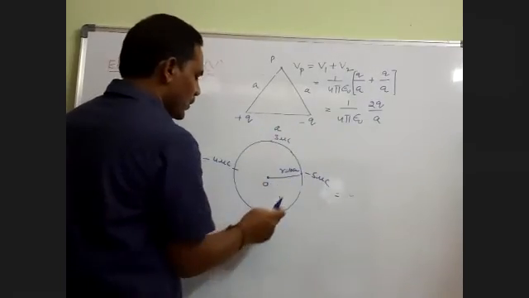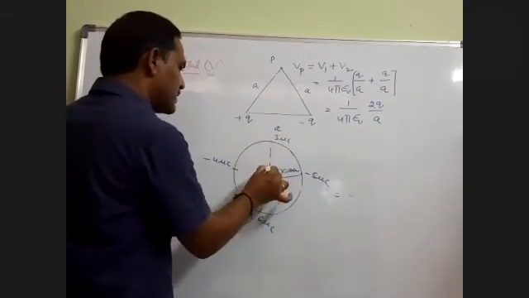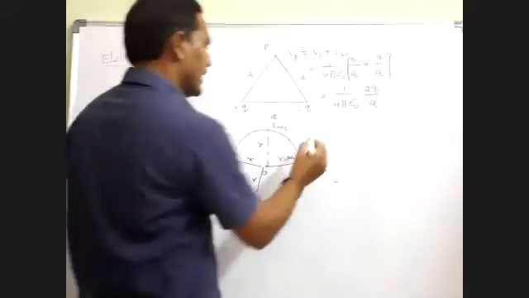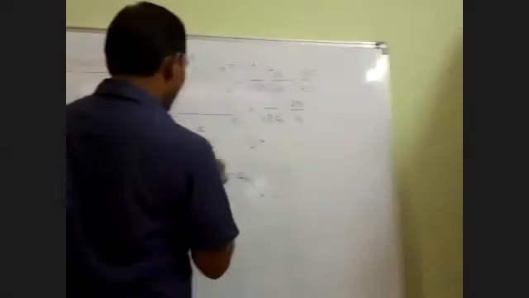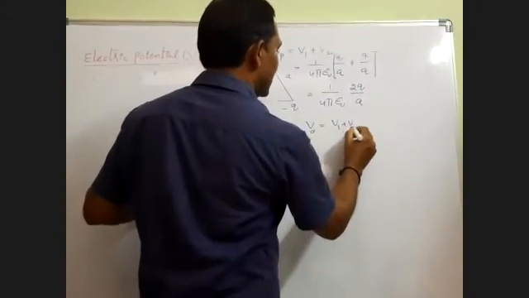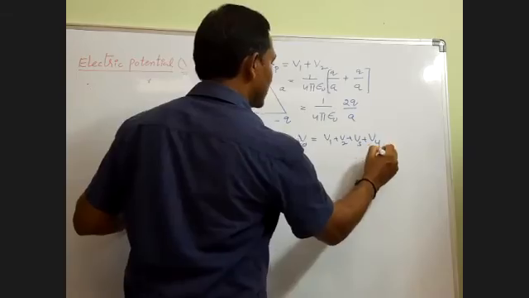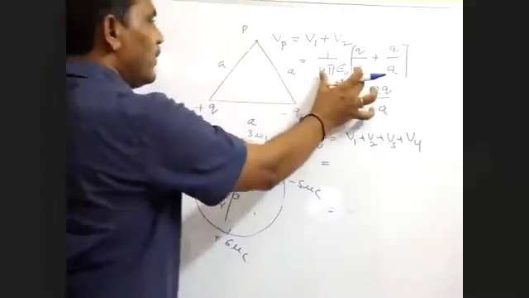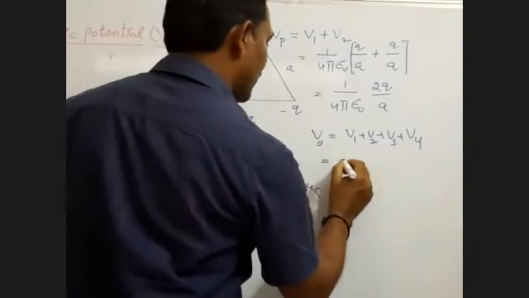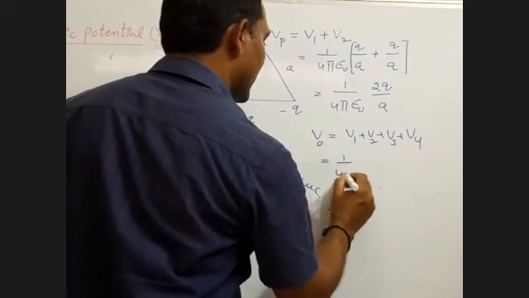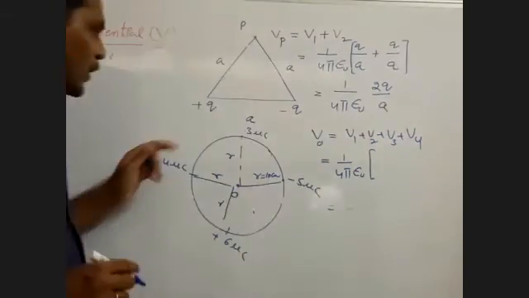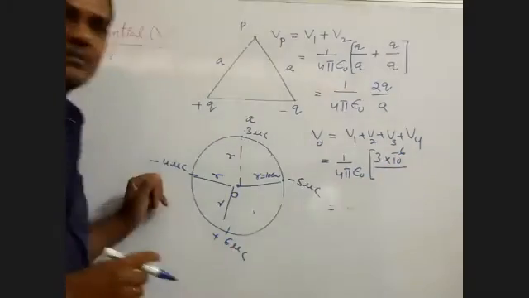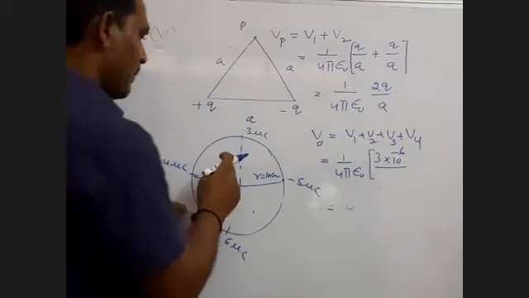So here Q1, Q2, Q3, Q4 are all at the same distance R, because they are on the circumference. So the net potential at the center is V1 plus V2 plus V3 plus V4. For a point charge Q at distance r, the formula is 1 by 4 pi epsilon naught Q by r. Taking 1 by 4 pi epsilon naught common: Q1, that is 3 microcoulomb, 3 into 10 power minus 6, changing microcoulomb into coulombs, divided by the radius. How much is the radius?